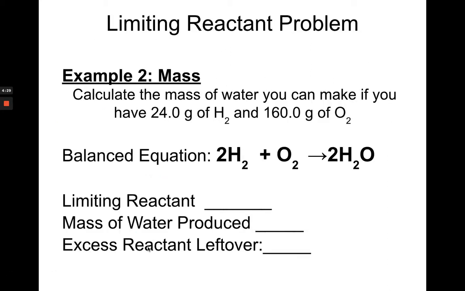Okay, now let's do one that goes like real stoichiometry problems, start to finish. We're talking grams to grams. This time the client asked for the mass of water in grams. So you have to calculate the mass of water you can make if you go to your storeroom and you see you have 24 grams of hydrogen gas and 160 grams of oxygen gas. How much can you promise your client? Have to have your balanced equation, and we're going to figure out the limiting reactant and the mass of water produced, and we're also this time going to figure out how much excess reactant, whatever's left over.